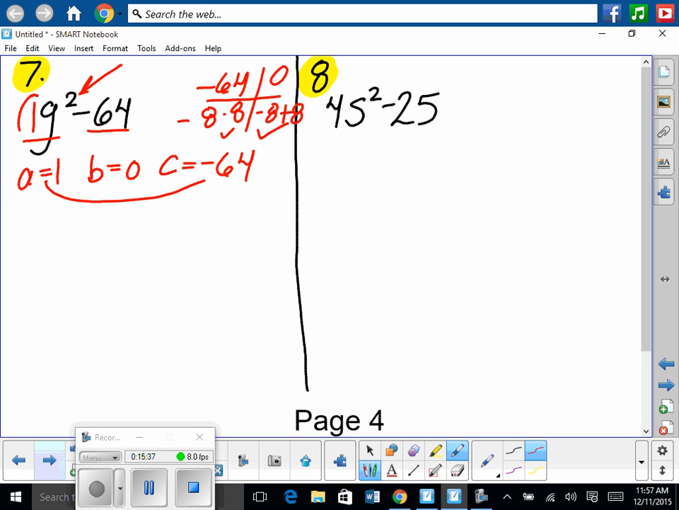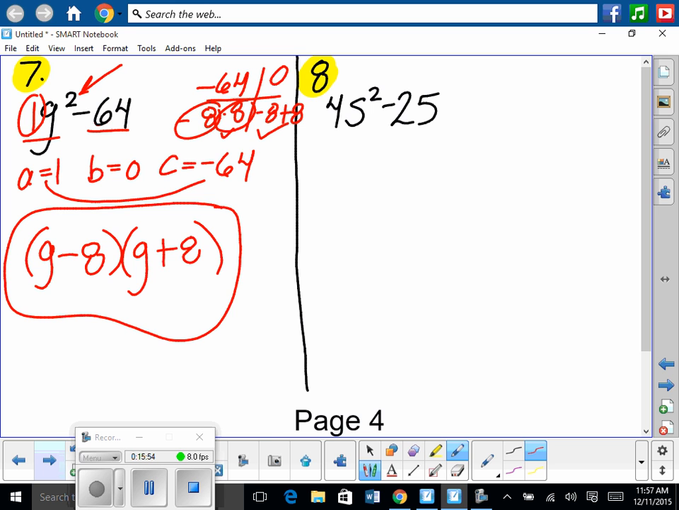And then our a value is a 1, so we can quick factor. So it's going to factor to be a binomial multiplied by a binomial. And inside is going to be an x, and then an x, and then a negative 8 and positive 8. So negative 8, positive 8. If you were to drop and break, you'd get the same answer as long as you did your drop and break correctly.